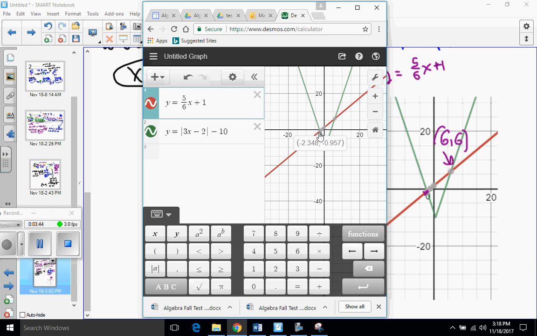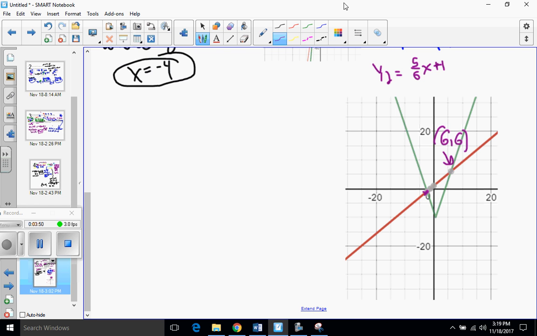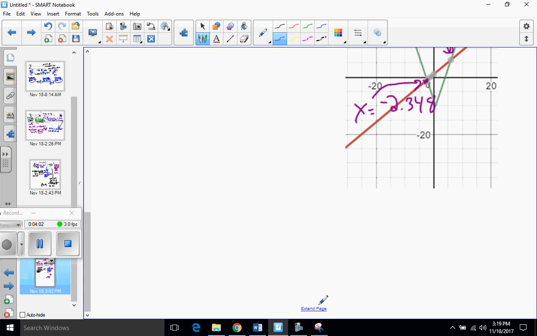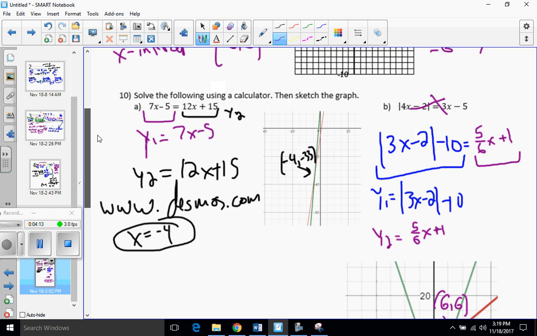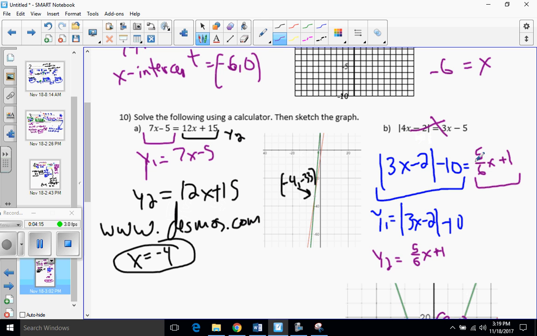What we're really interested in is the x value, which is -2.348. That's the x value right there. So those are your two solutions. This has two solutions: x equals -2.348 and 6. So if you were to plug both of these into your original equation, it's going to balance it out.